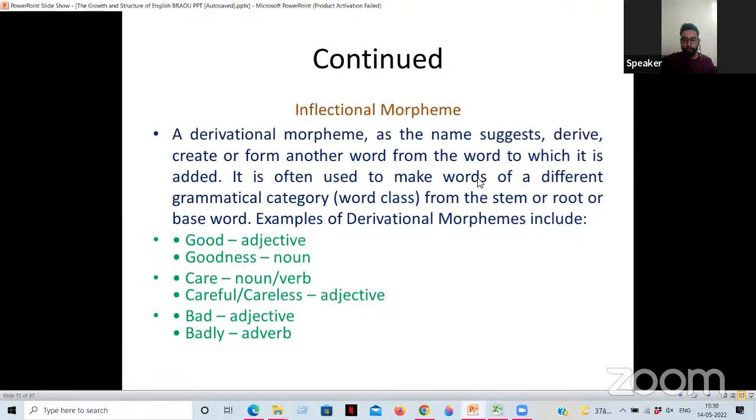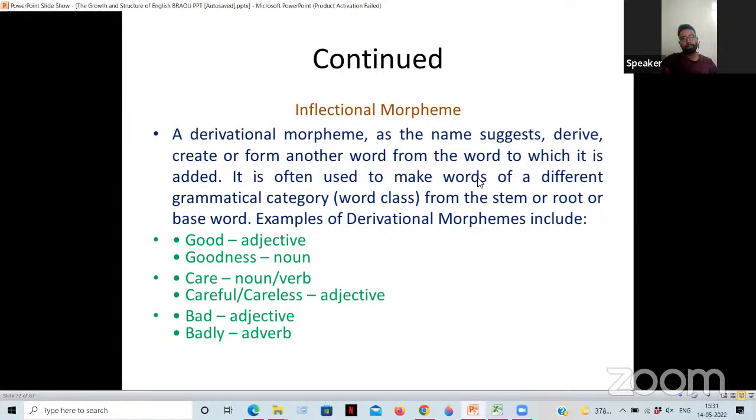However, when you add these derivations to particular root words or free morphemes, they will change its form. It may be from noun to adjective, adjective to verb. See these examples over here. Good is an adjective, but when you add the derivation ness, N-E-S-S, it becomes a noun, goodness. Care is a noun and a verb as well, but careful and careless are adjectives. Bad is an adjective, but badly is an adverb. So this is how derivations actually change the form of any particular word.